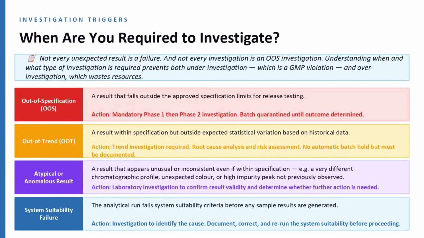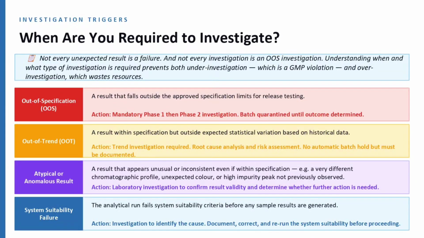The second trigger is an out-of-trend result, or OOT. An OOT result is one that falls within specification but outside the expected statistical variation based on historical data. This is particularly important in stability testing. An OOT result signals a potential process drift before it becomes an OOS. It is addressed in ICH Q10 and in stability testing guidelines. The investigation is less intensive than for OOS, but it must be documented and risk assessed.